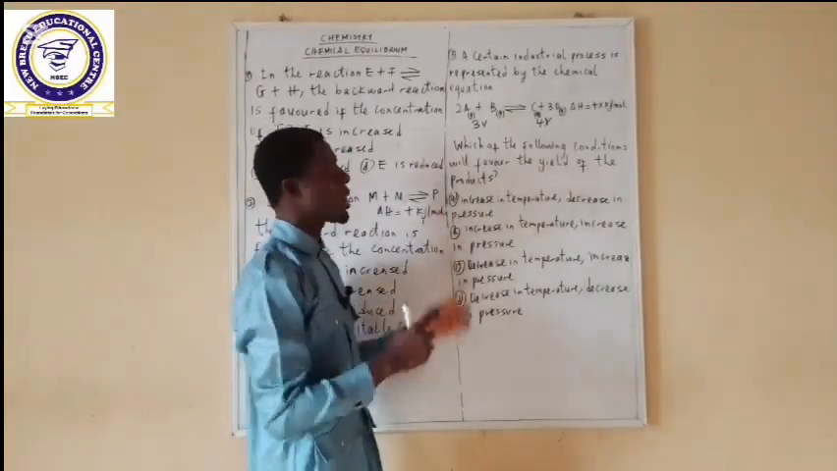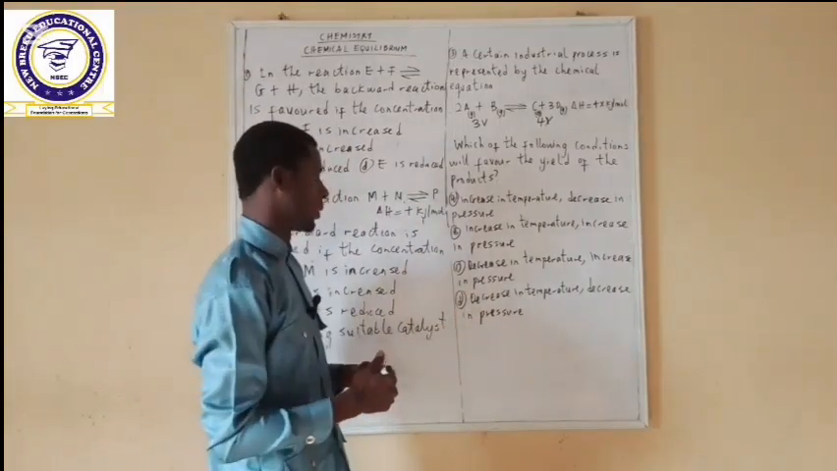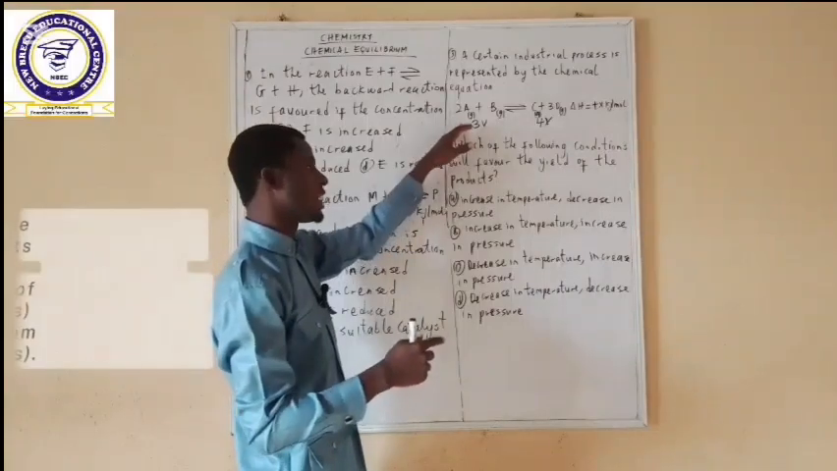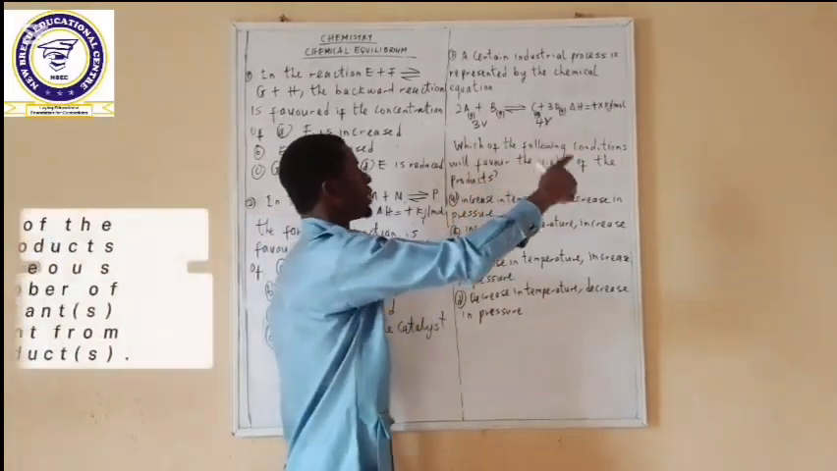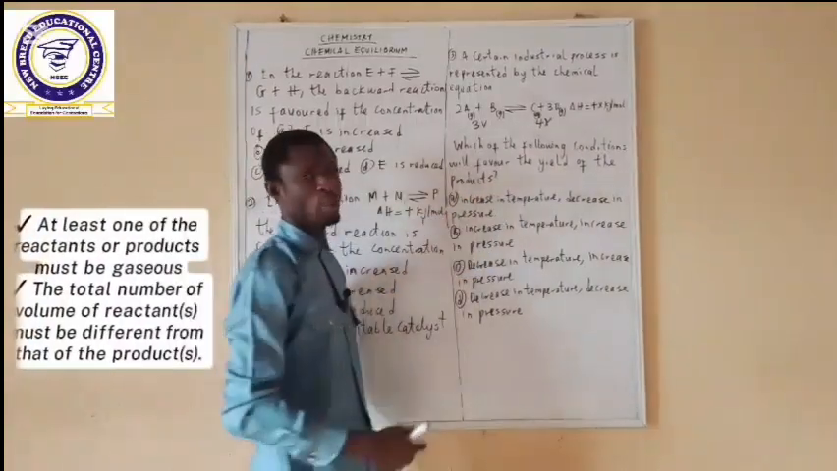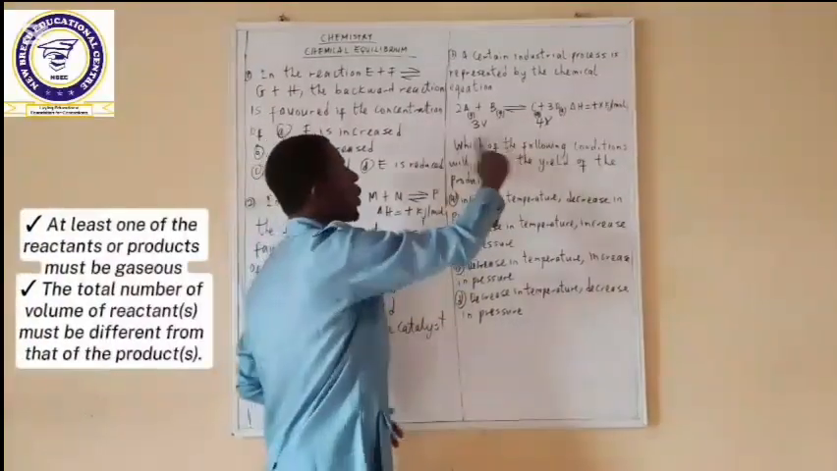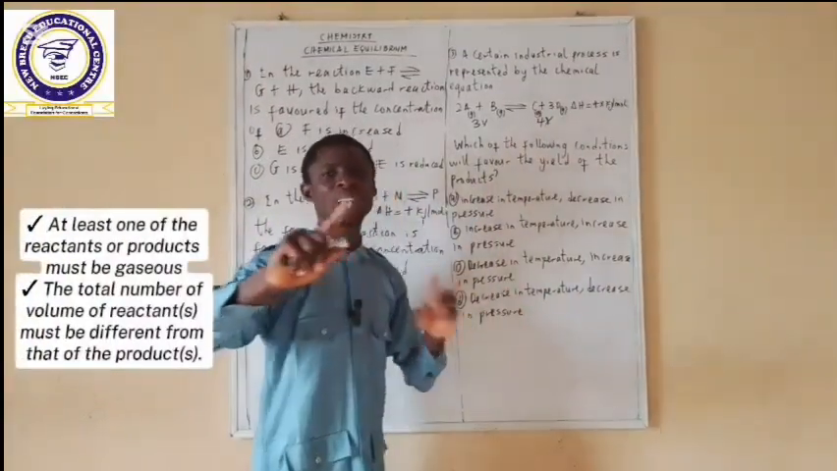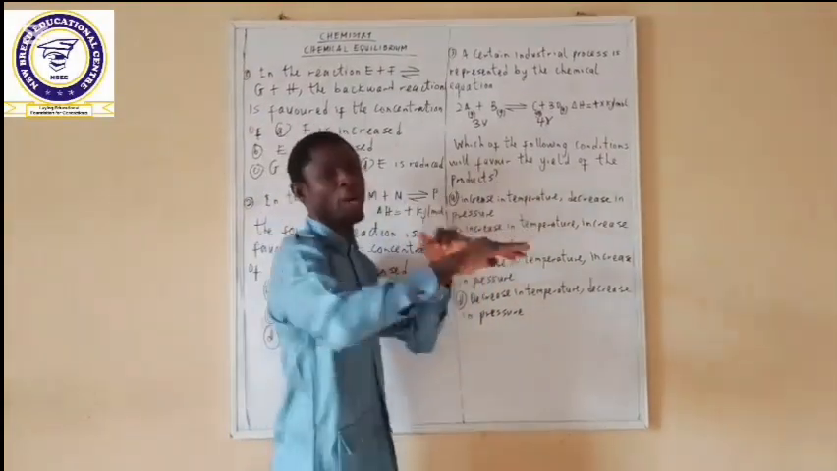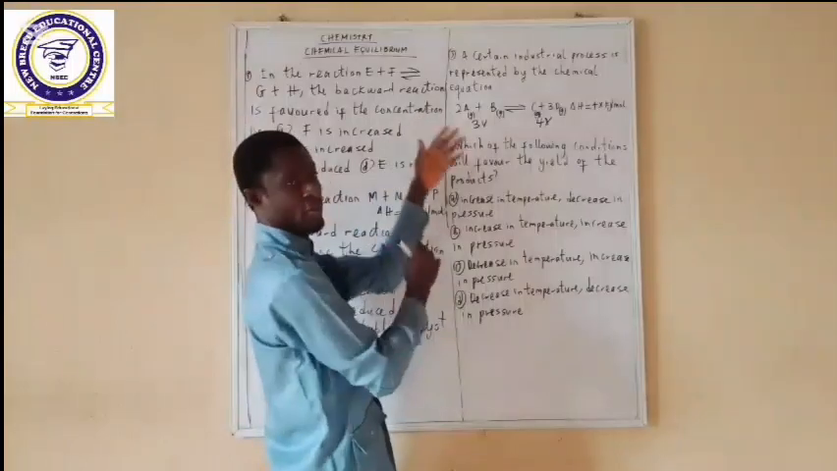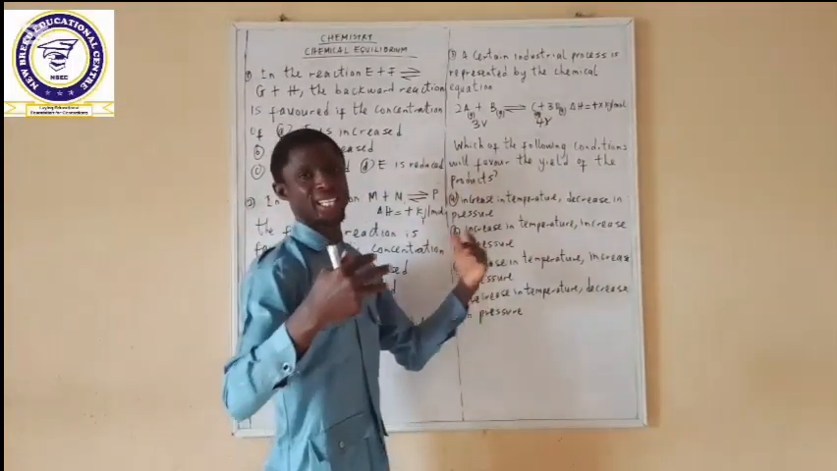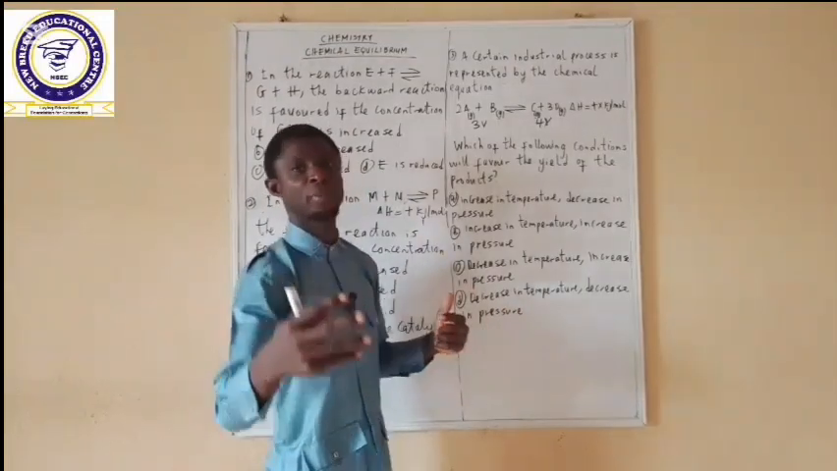Also, if pressure will affect any chemical system in equilibrium, at least one of the species of the reactant must be gaseous and one of the species of the product must be gaseous. If that does not happen, there is no way we are going to calculate the number of volume and how we are going to compare it. Also, the total number of volume must not be the same, because if they are the same, we will not be able to compare which side is having higher volume and which side is having lower volume, and we will not be able to know which side increase in pressure will affect or decrease in pressure will affect.